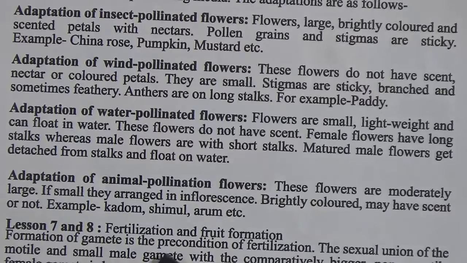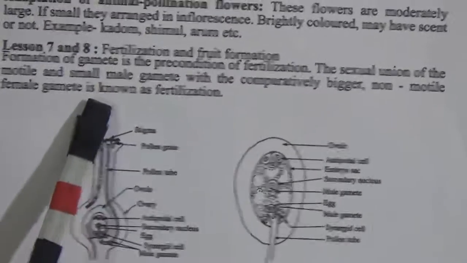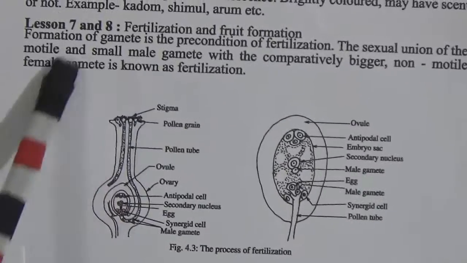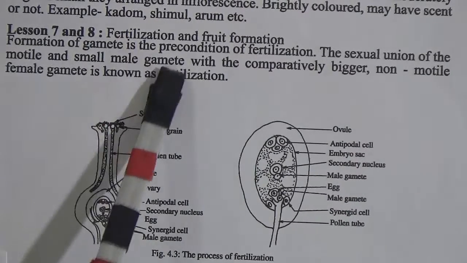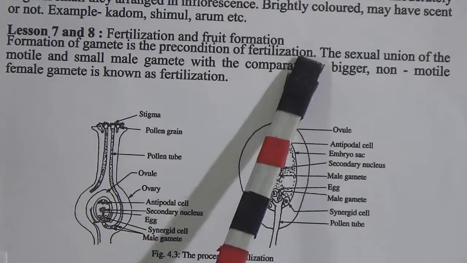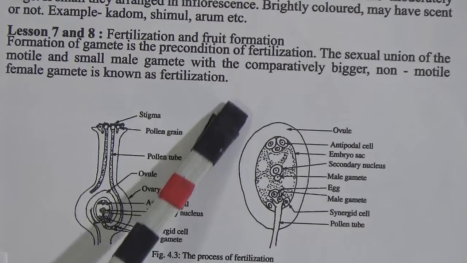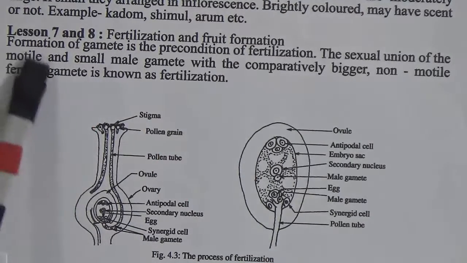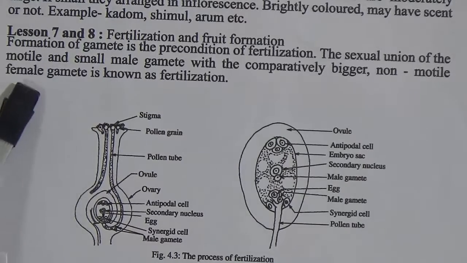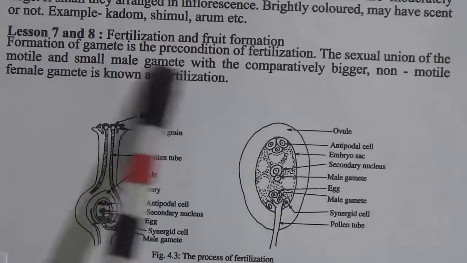Dear students, the main aim of all the procedures is to produce seed, that means to get the next generation. That's why fertilization and fruit formation are very important. From fruit we get the seed, and pollination is the precondition of fertilization. Now after pollination we are going to fertilization. What is fertilization? Fertilization is the fusion of male and female gametes, and through this it produces the fruit.